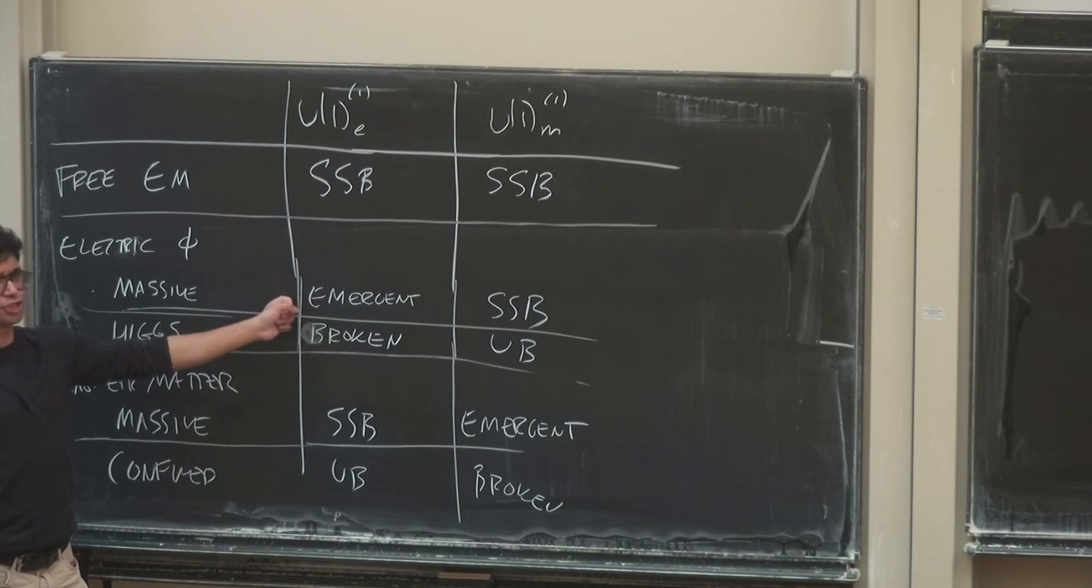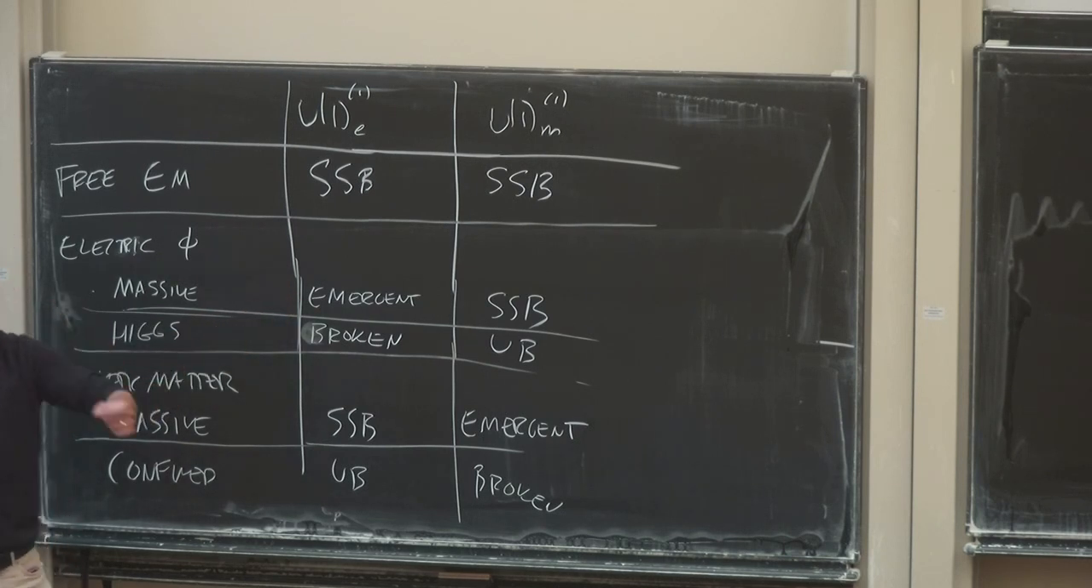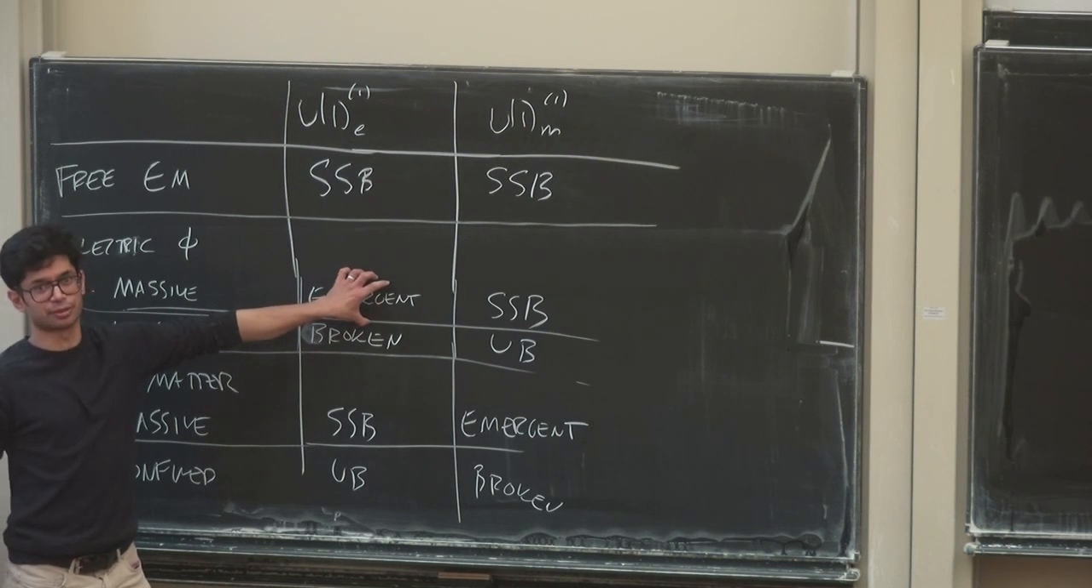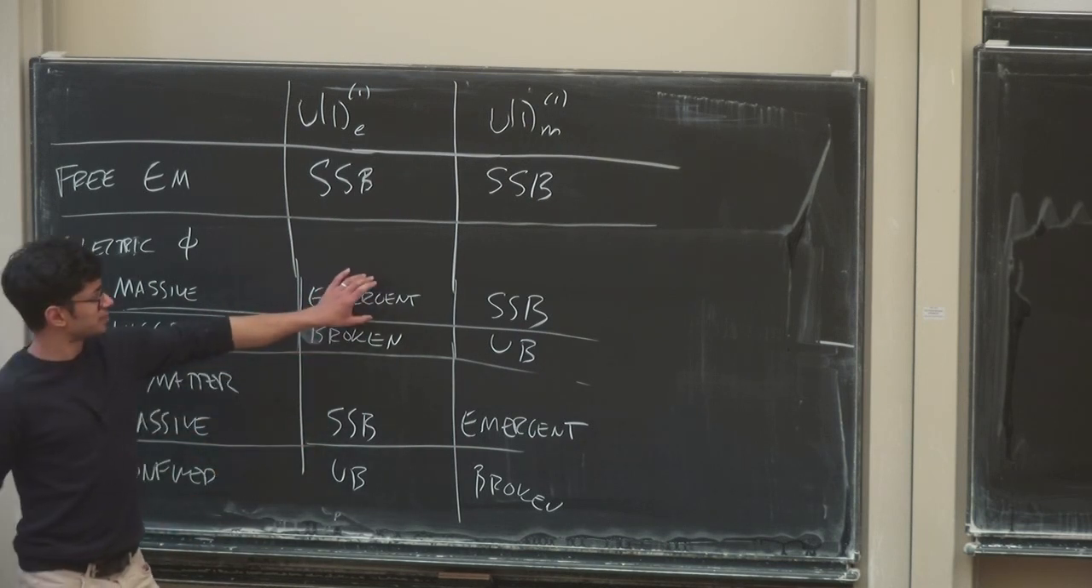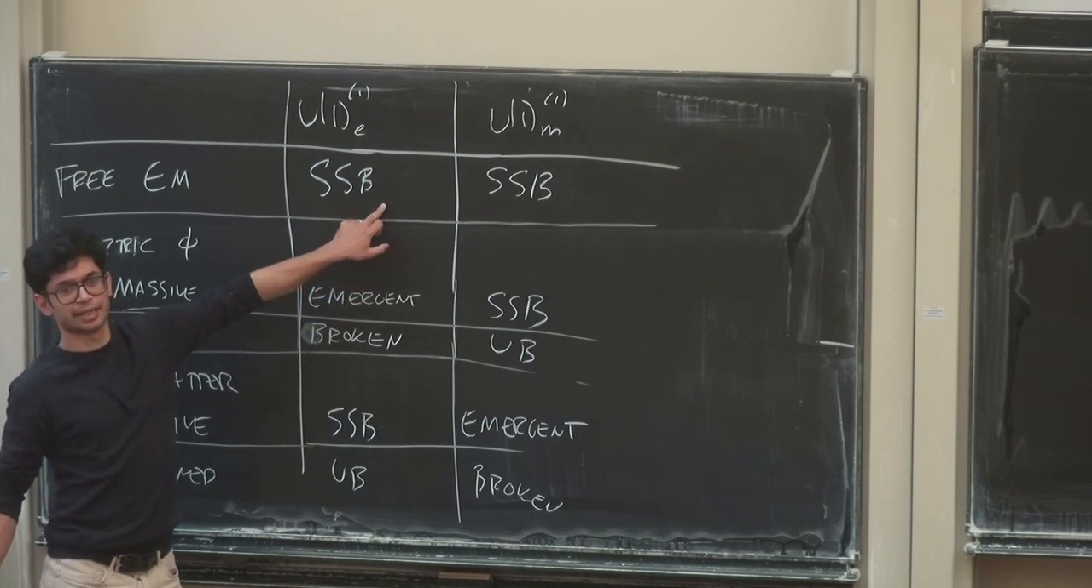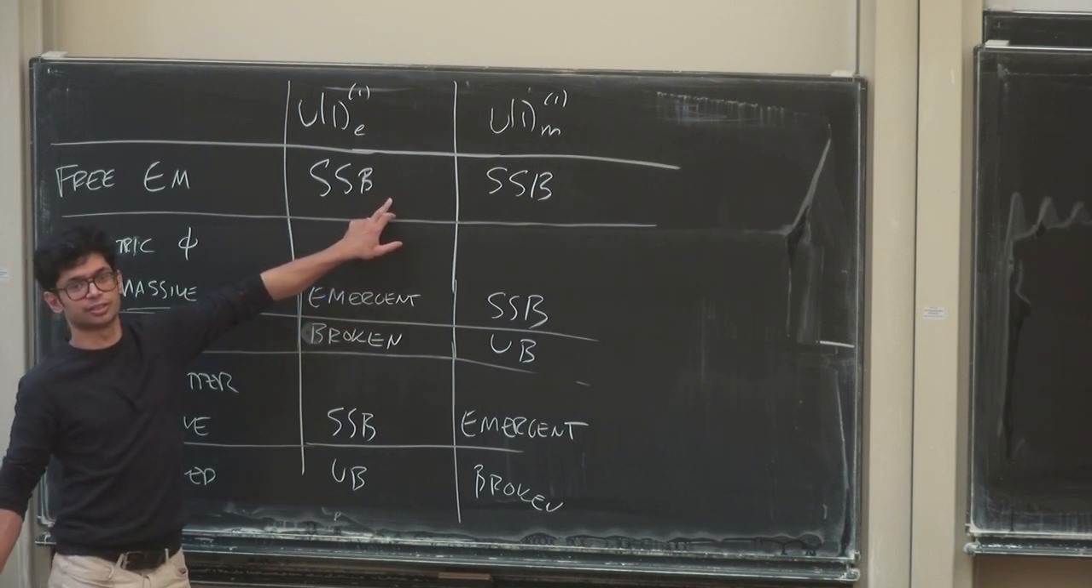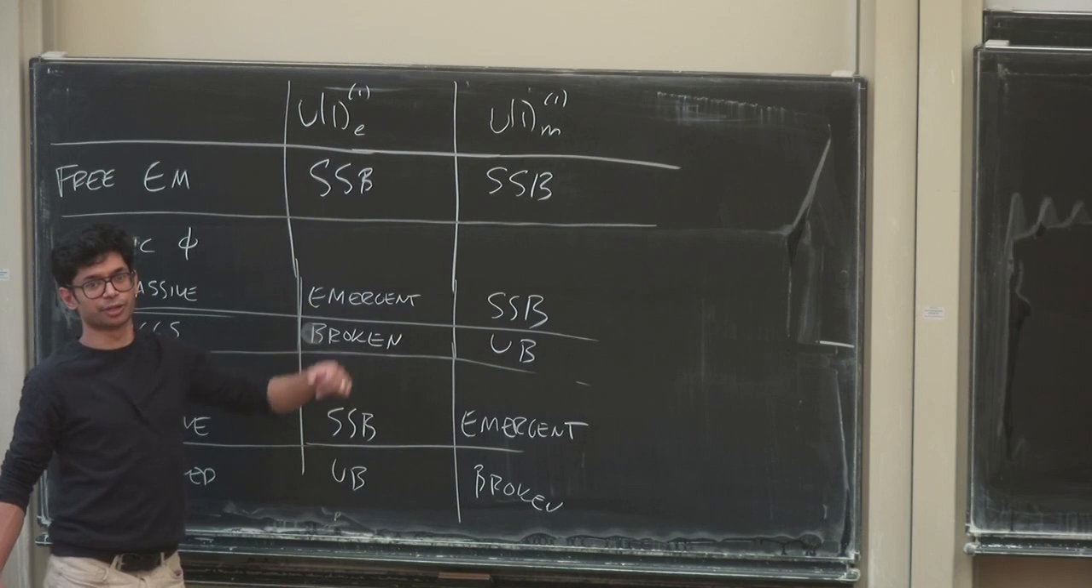I say it's emergent because you have to go to long distances for that. At short distances, you will create the phi particles and they will mess up the symmetry, okay? That's what emergent means here. Now, it's emergent and then it's spontaneously broken because really this is what's happening. It's emerging and then you're going to here at long distances. So it's emergent and then spontaneously broken.